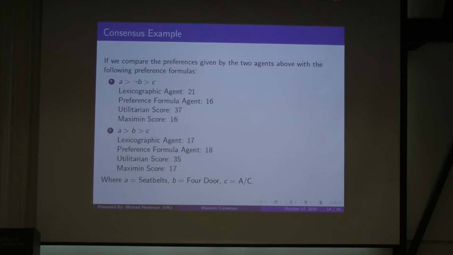Now, if you didn't know which agent you were, would you prefer to have your consensus be the first one or the second one? My argument would be that you would like to be the second one because you're guaranteed at least a satisfaction score of 17 rather than 16.